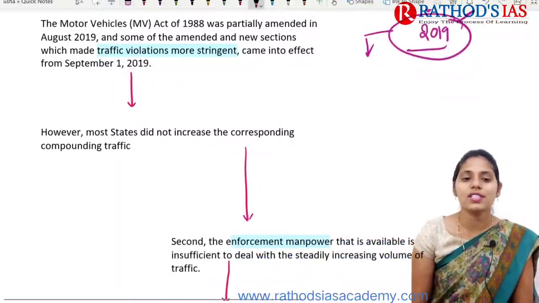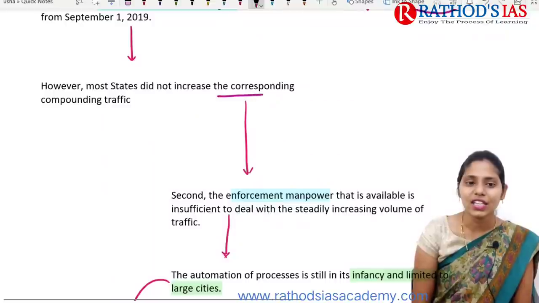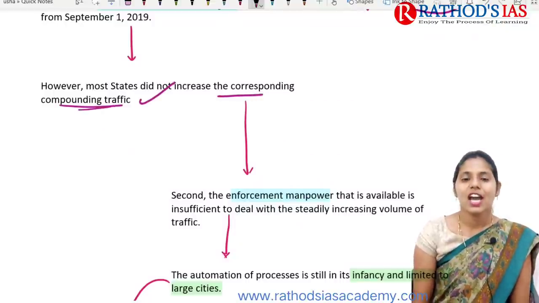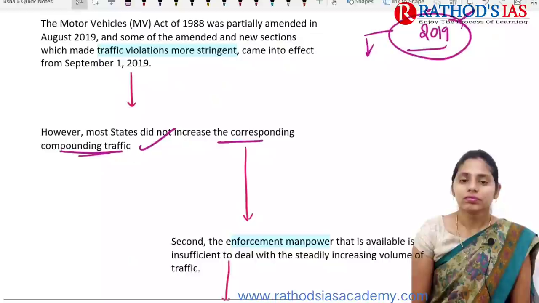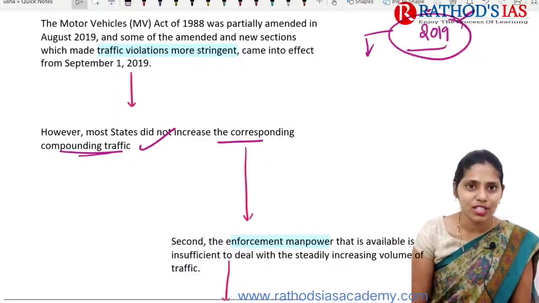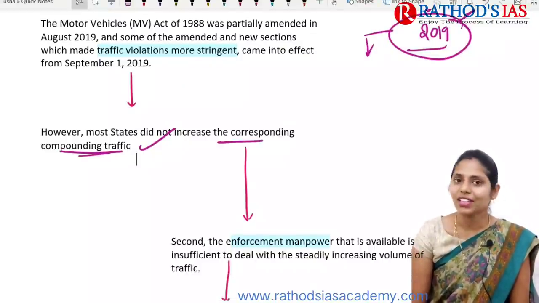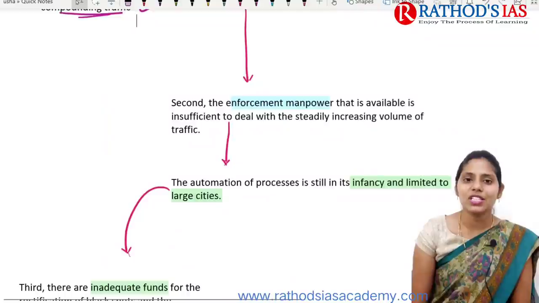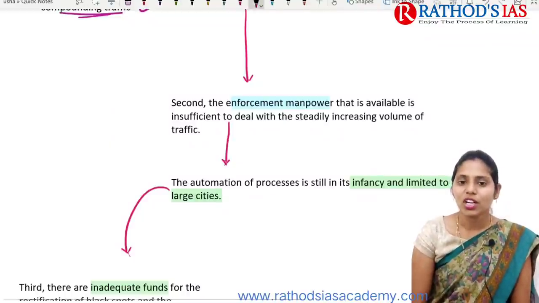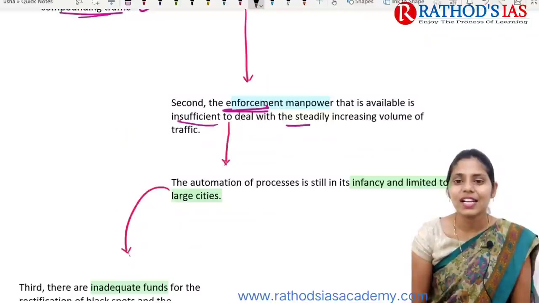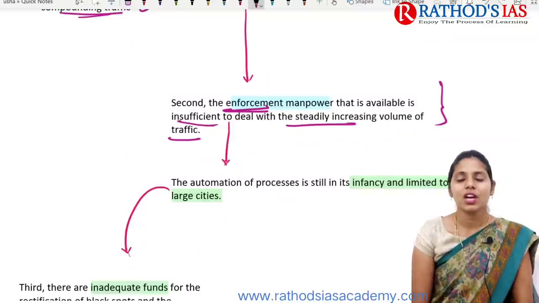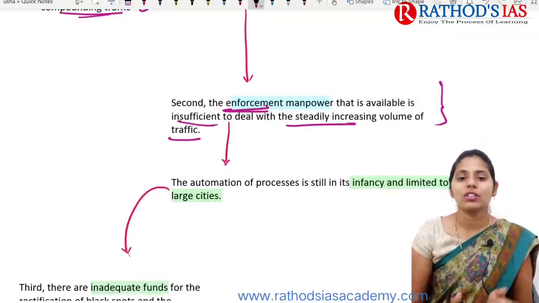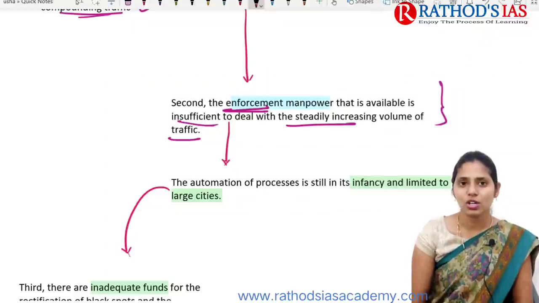And next one is, most states did not increase the corresponding compounding of traffic fines. And next one is, most of the states, whatever amendments were brought by the center, are not at all followed in some states, and some states have their own rules. And next one is the enforcement manpower. Whatever enforcement manpower is present is insufficient to deal with the steadily increasing volume of traffic. Okay, so whatever traffic signals are present, and whatever enforcement manpower is present, is not at all sufficient.